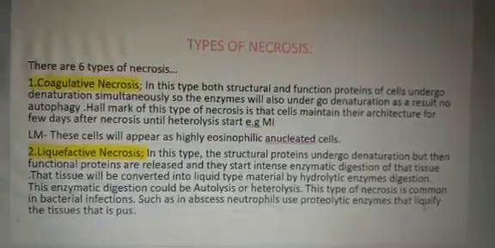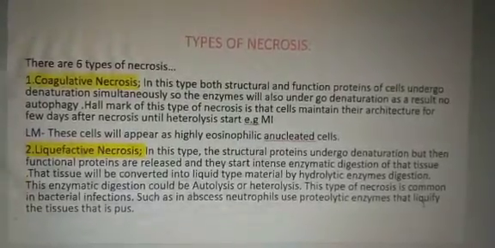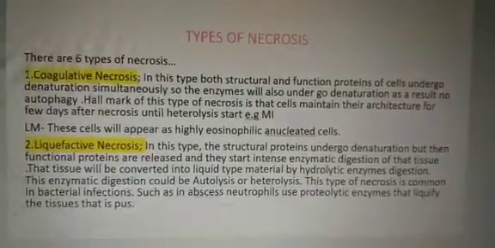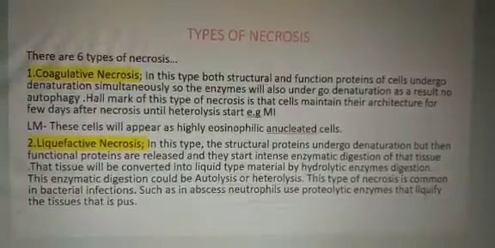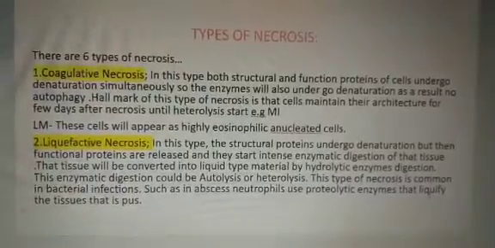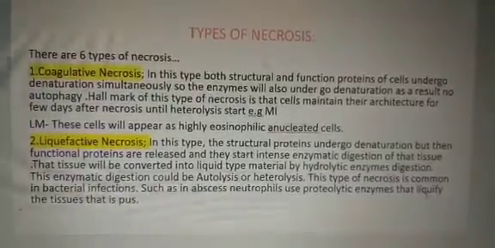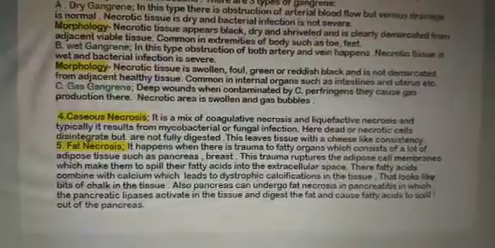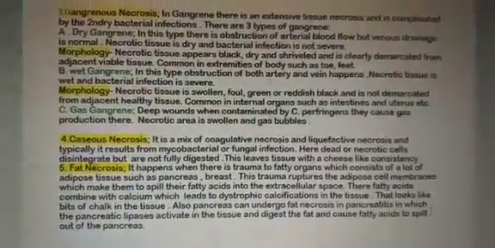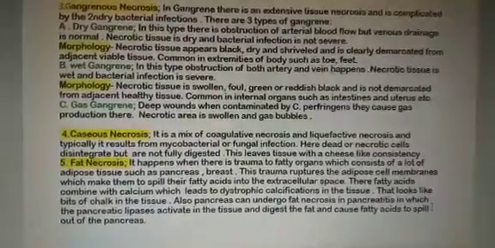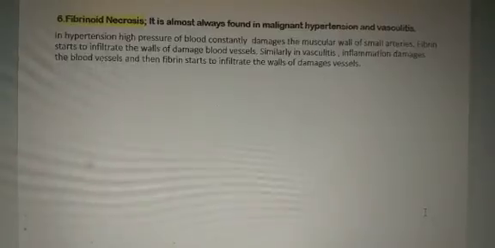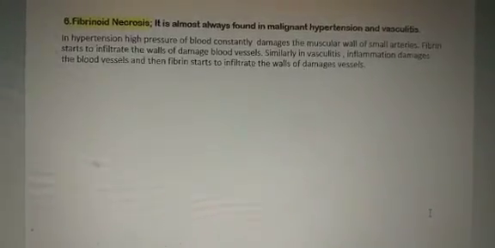Everybody. So now we have discussed necrosis. Today I am going to explain the different types of necrosis. There are six types of necrosis: coagulative necrosis, liquefactive necrosis, gangrenous necrosis, caseous necrosis, fat necrosis, and fibrinoid necrosis.